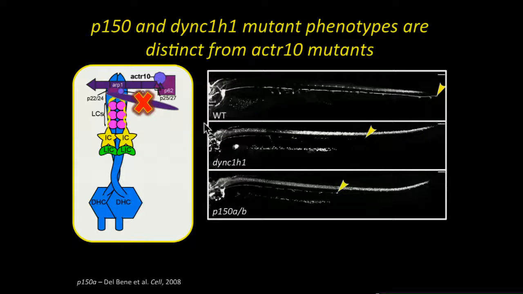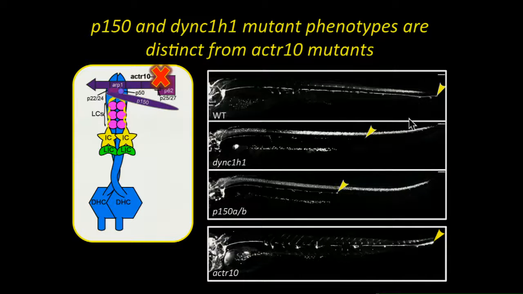Similarly, if you knock out P150, you get a similar phenotype. A P150A mutant already existed in the community, but in the recent genome build we found that there's a P150B. So we generated a knockout using CRISPR-Cas technology. When you look at P150AB double mutants, you have a phenotype. P150A or P150B mutants alone do not. So this shows us that the axonal phenotype in loss of dynein or dynactin function is very different than the gross phenotype in ACTR10 mutants.